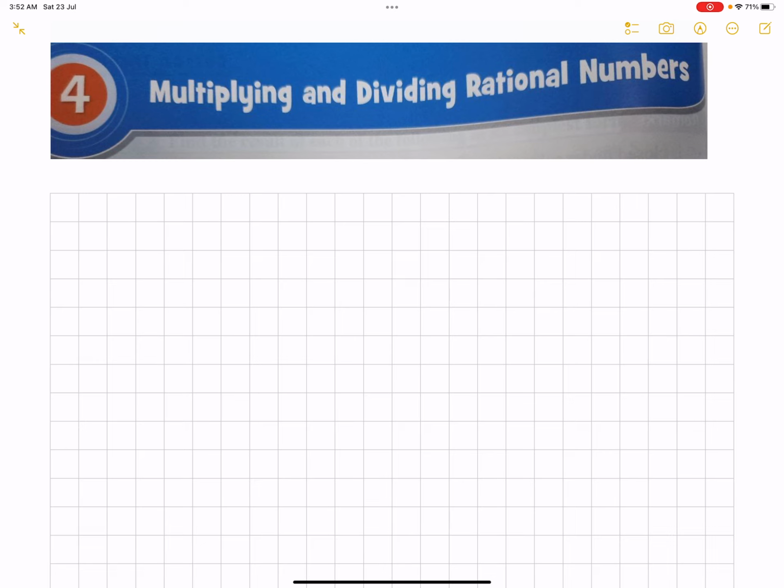أنا مستر عمرو، وإن شاء الله هنكمل مع بعض the fourth lesson، الدرس الرابع بعنوان multiplying and dividing rational numbers. طيب خلينا let's get started with knowing the sign rule. أول حاجة لازم حضرتك تبقى عارف sign rule على multiplying و dividing.